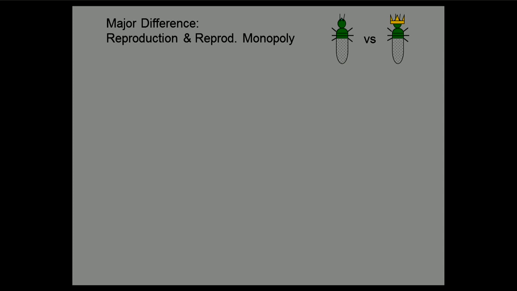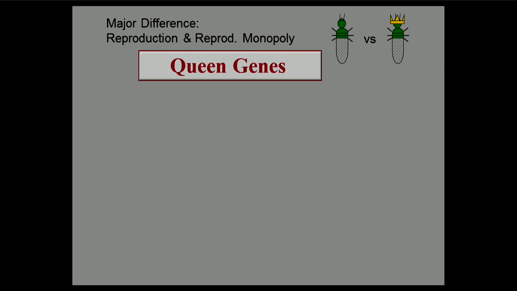And so this made us think that this would be a good study system to really compare workers with neotenic females, to identify genes which are important for reproduction and maintaining the reproductive monopoly, because we would not see genes associated with wing development or eye development, as we would when looking at primary reproductives. And this is then actually what we did. We wanted to identify queen genes.